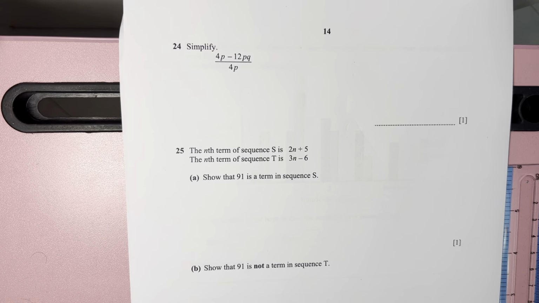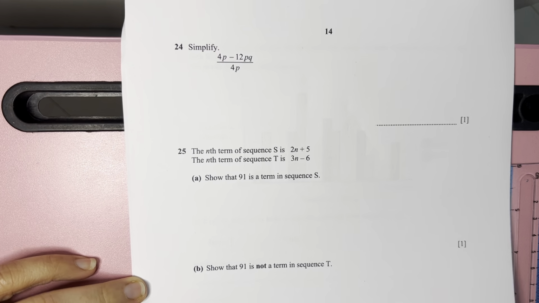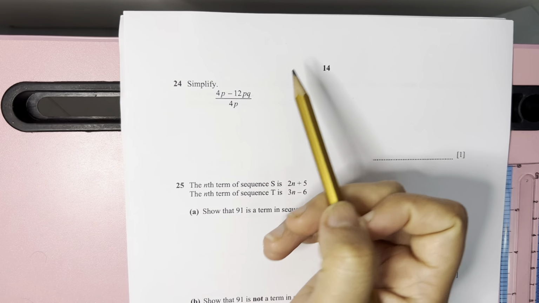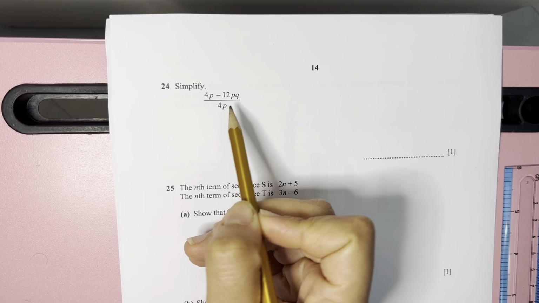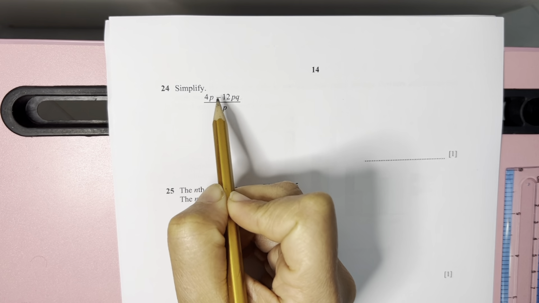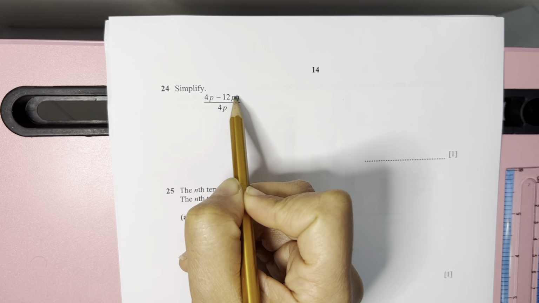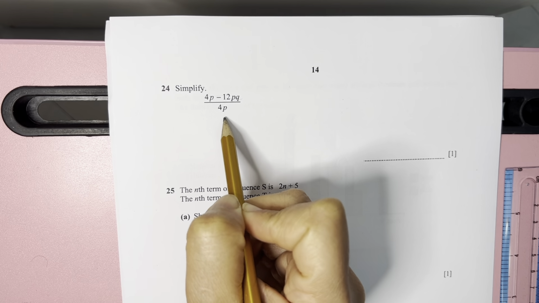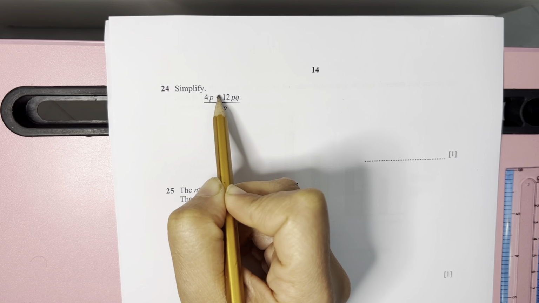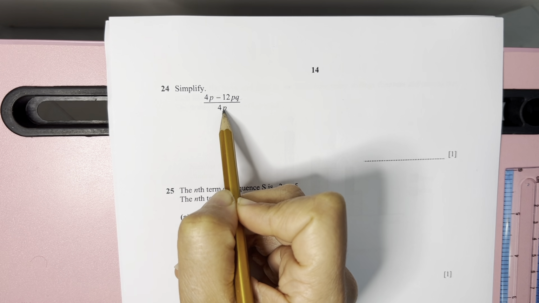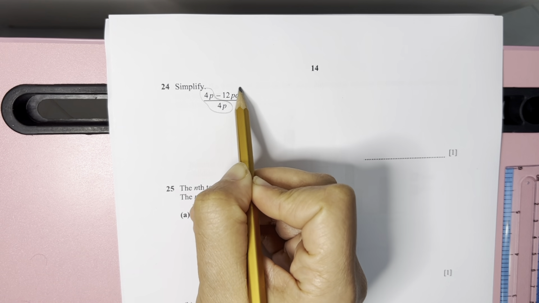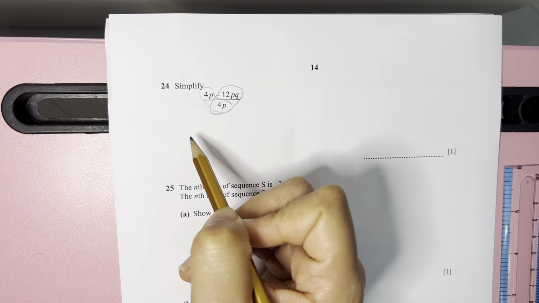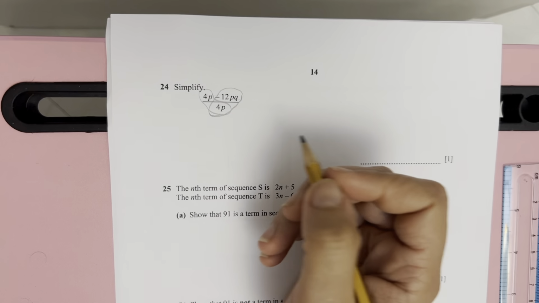Okay, here for question 24. Okay, simplify this: 4b minus 12bq all over 4b. If I have in the numerator more than one term and in the denominator one term, I should divide all the terms in the numerator by the term in the denominator. Means I should divide this by the denominator and this again by the denominator. Okay, so it will be what?